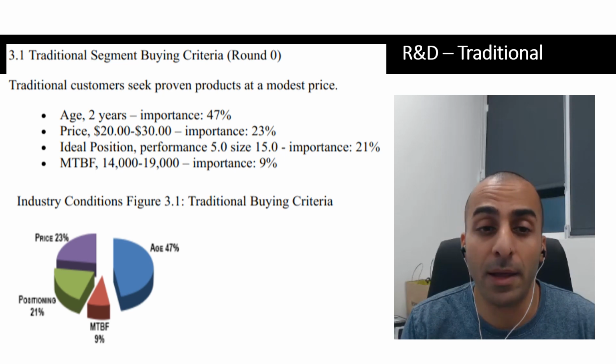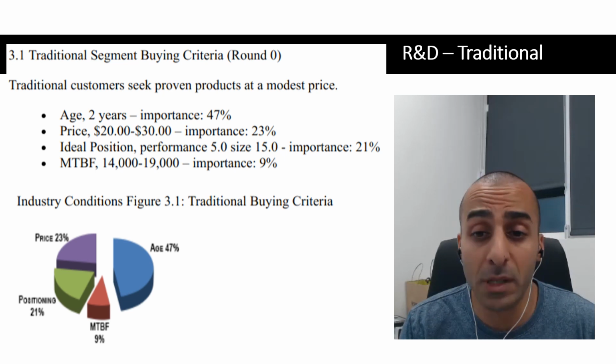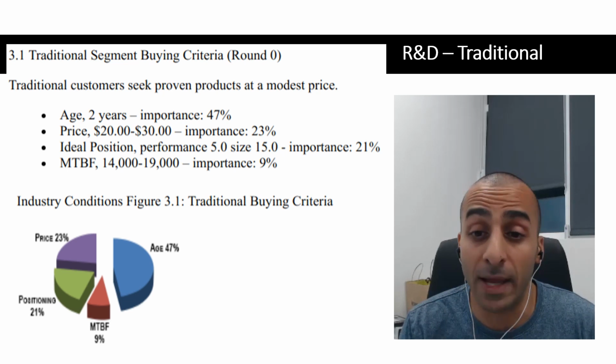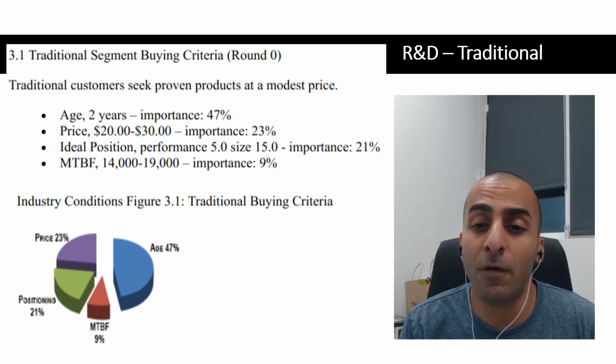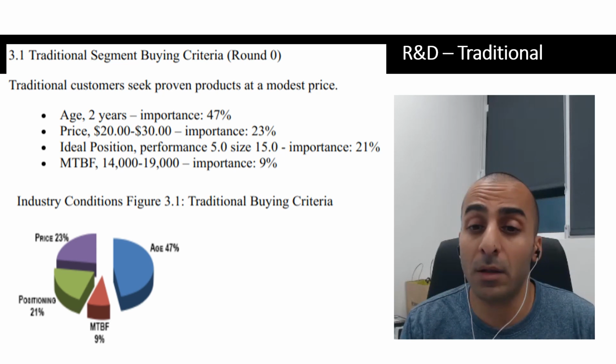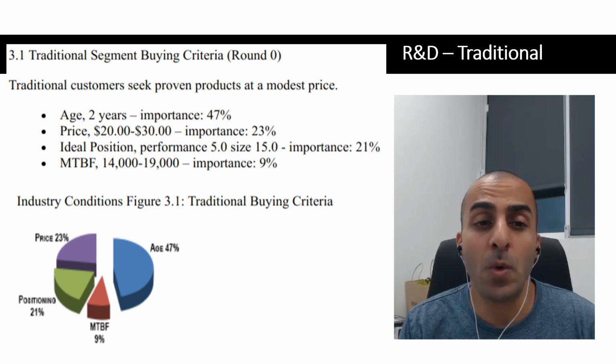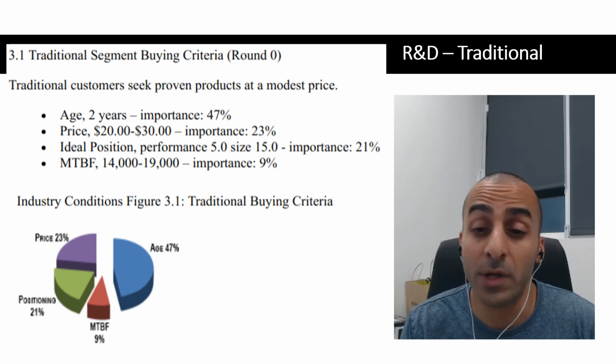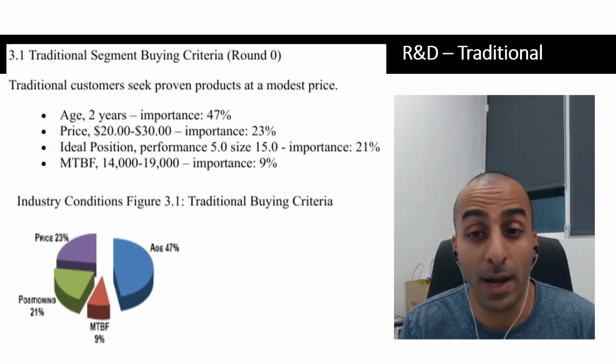So let's begin with the customer preferences. You can find this in the industry condition report and also in the Courier itself, but here it is a little bit more in detail. You can see that there are 4 criteria, and for each one it tells you the importance. Let's go over it in depth. The recommended age is 2 years, and the importance is 37%, which is quite a lot.